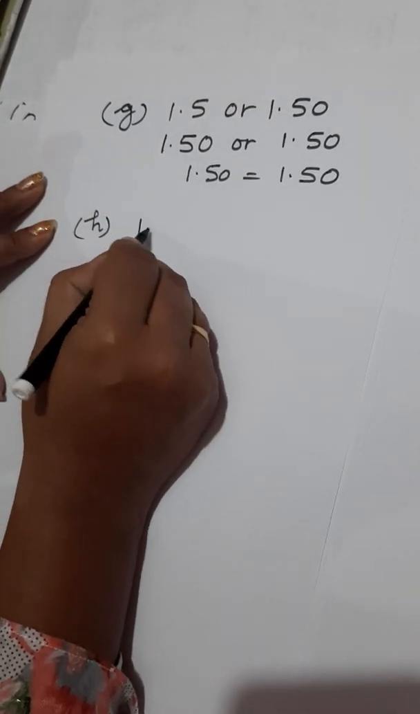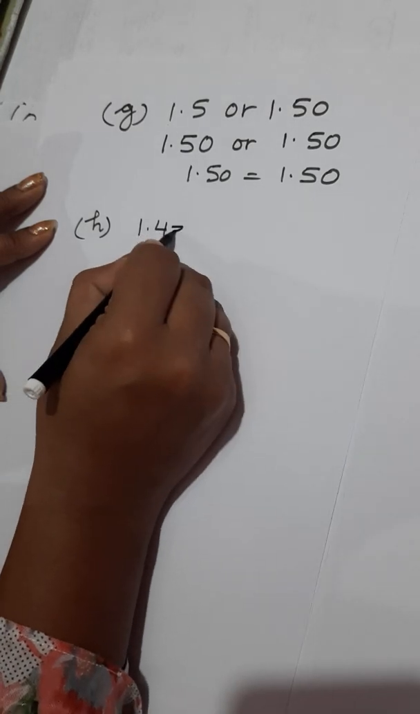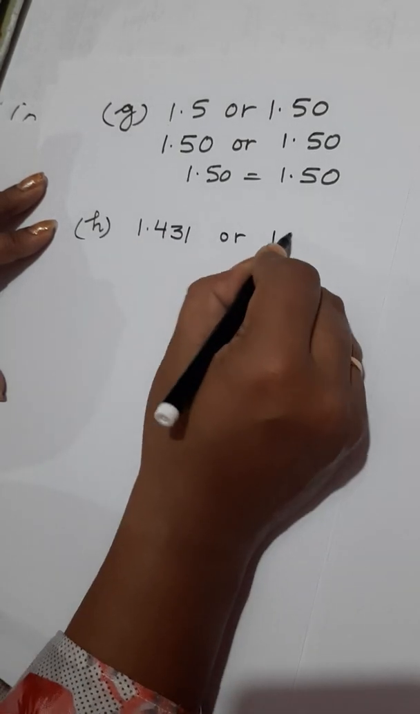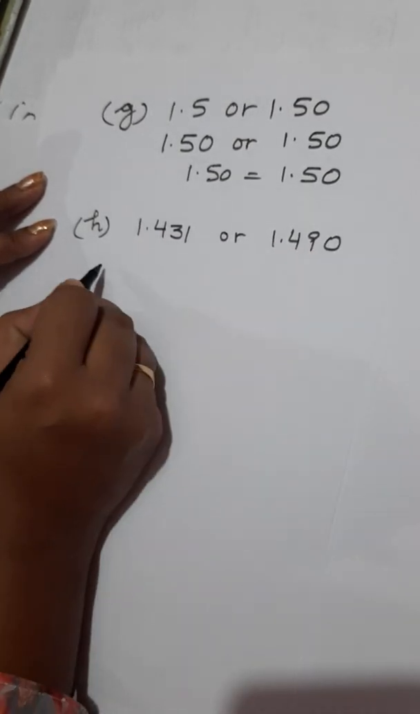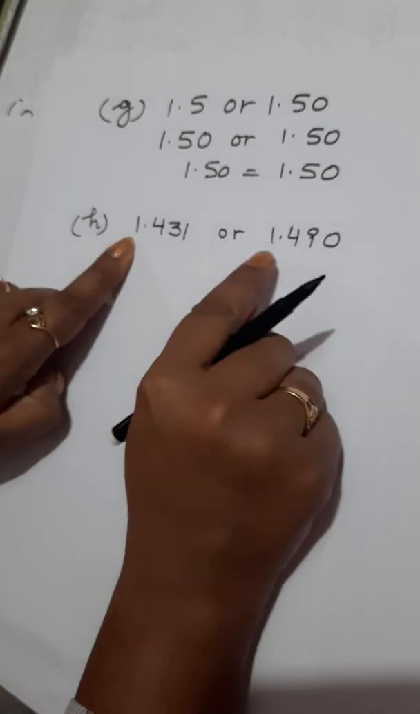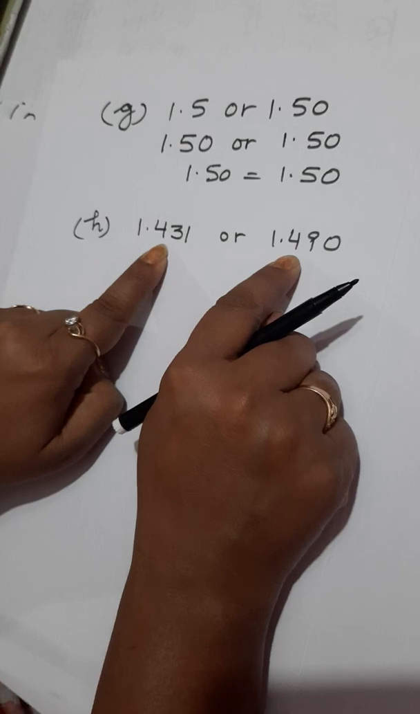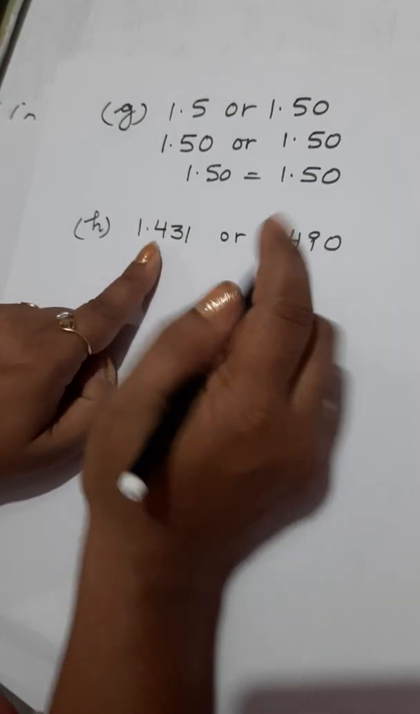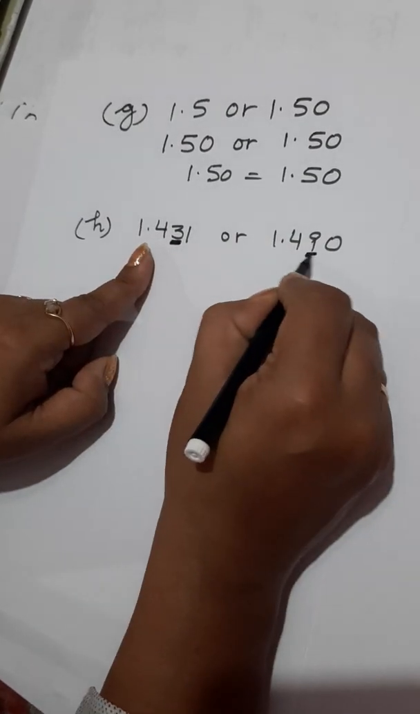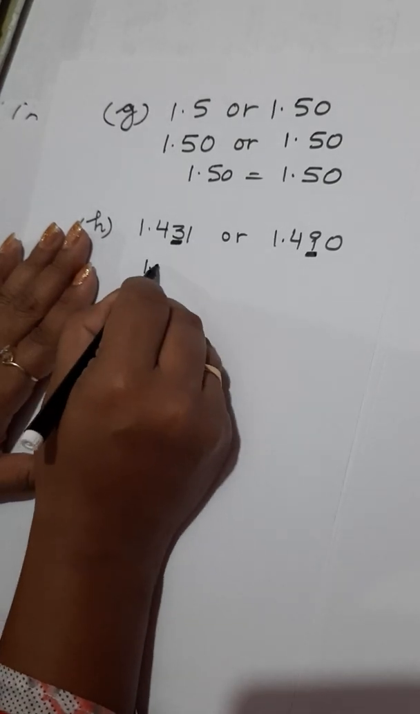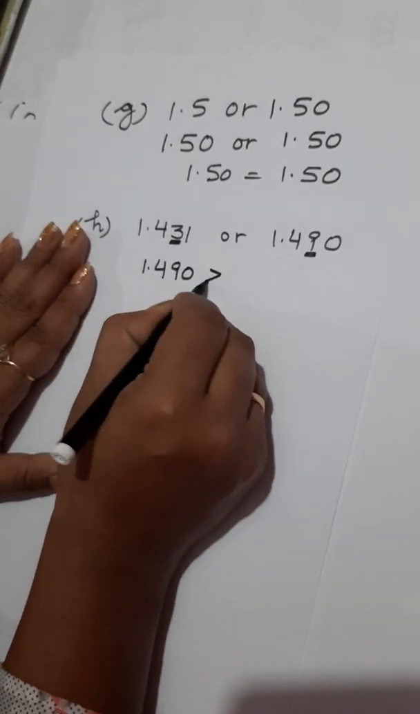Next we have H. H part is 1.431 or 1.490. Now here if I compare whole part, this is 1 same, 10th place this is 4 same, then at 100 place here we have 3 and here we have 9. So I will write 1.490 is greater than 1.431.